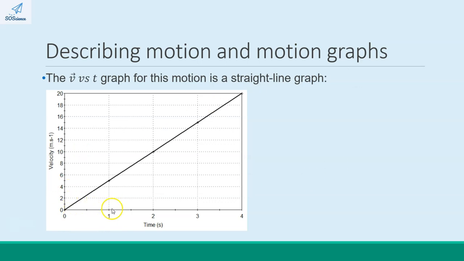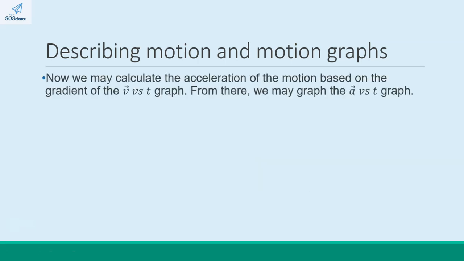So let's take a look here. After 1 second, the car was traveling at a velocity of 5 meters per second. After 2 seconds, 10 meters per second. After 3 seconds, 15 meters per second. And after 4 seconds, 20 meters per second. Now, as I already mentioned, we may calculate the acceleration of the motion based on the gradient of the velocity time graph. And from there, we may graph the acceleration time graph over the 4-second time interval.